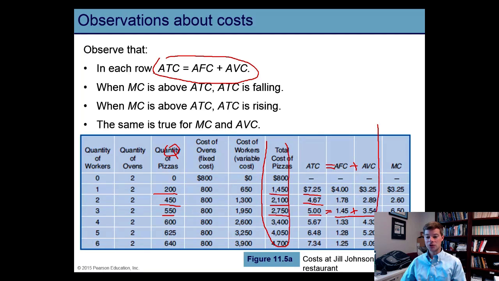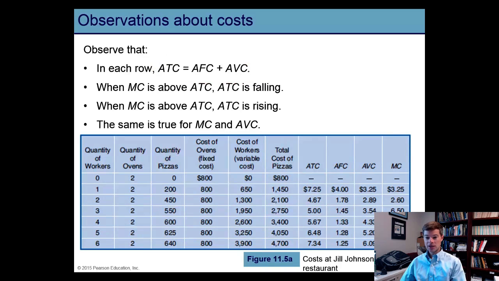The last column I want to show you is the marginal cost column. To calculate marginal cost, you identify how total cost changes with each additional unit of output that is being produced. For example, if we're producing no pizzas, then the total cost is $800. If we produce 200 pizzas, then the total cost goes up by $650. If we divide $650 by 200 additional pizzas, then we get a marginal cost of $3.25.